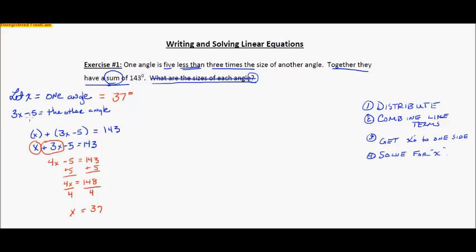Well, I defined the other angle as 3x minus 5. So I want to plug what I got for x into that little expression. And 37 times 3, I can do that one. That's 111 minus 5. 111 minus 5 is 106. And so that means this other angle is 106. So there, right here, I've answered my question by putting in what each of the angles are. Okay, so make sure you go through that process. You define the variable, you write the equation, you solve it, and then you definitely have to go up here and answer the question.